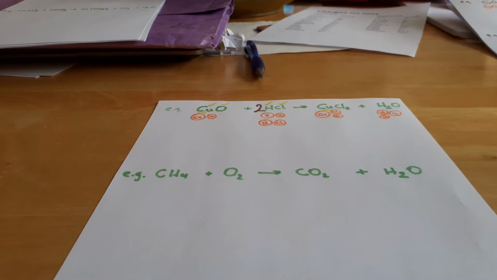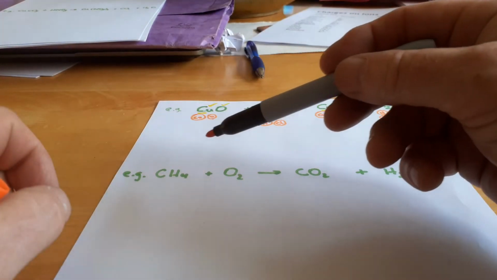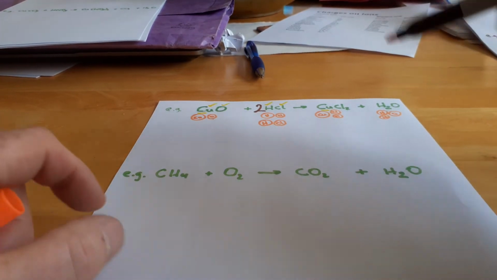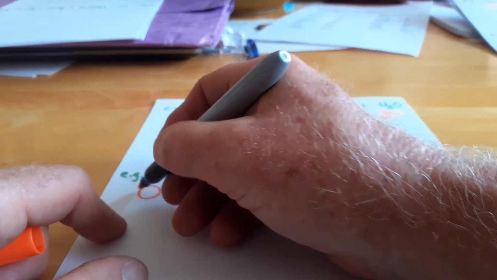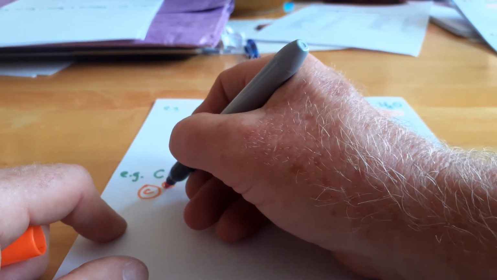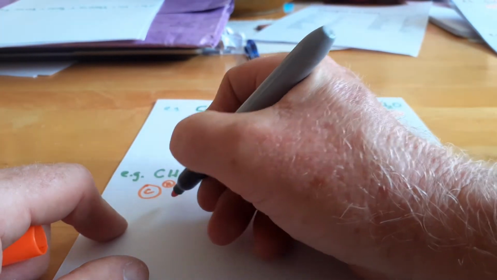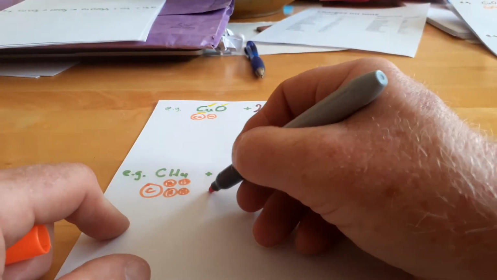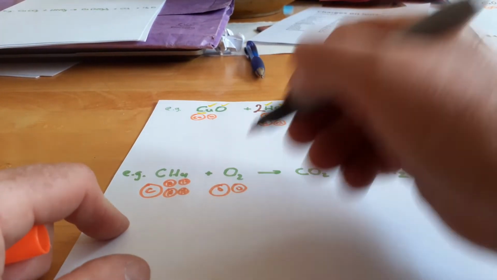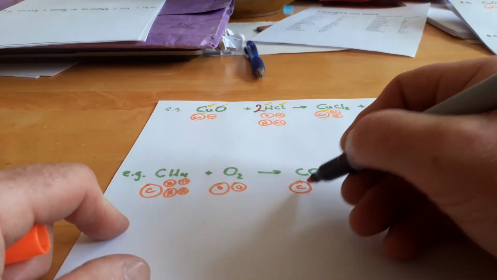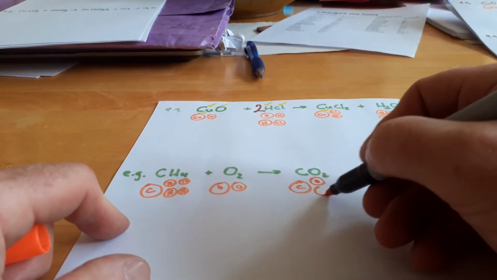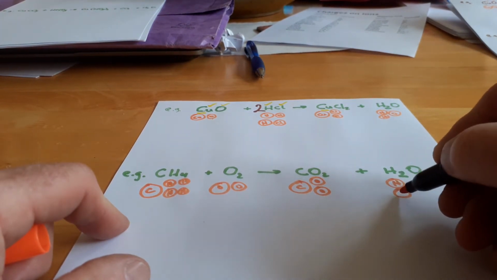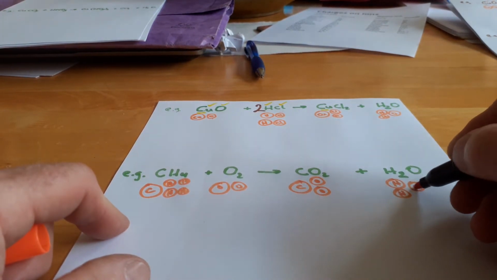Now, next one, we've got methane reacting with oxygen to form carbon dioxide and water. So again, let's draw out what we've got. One carbon, 4 hydrogens. And we've got 2 oxygens. We've got 1 carbon, 2 oxygens. 2 hydrogens, and 1 oxygen.